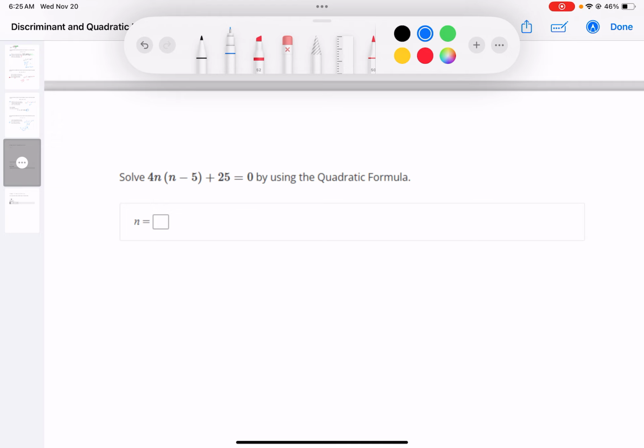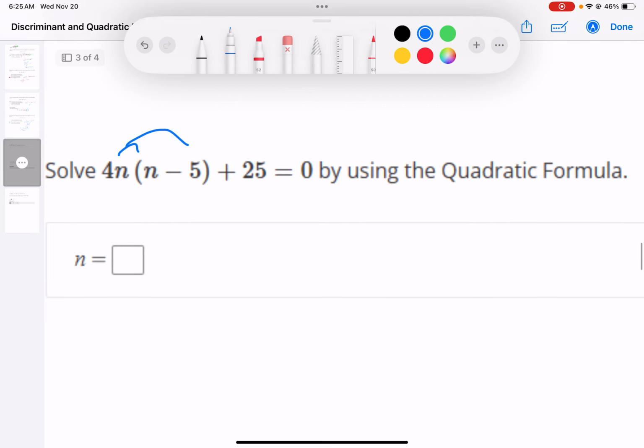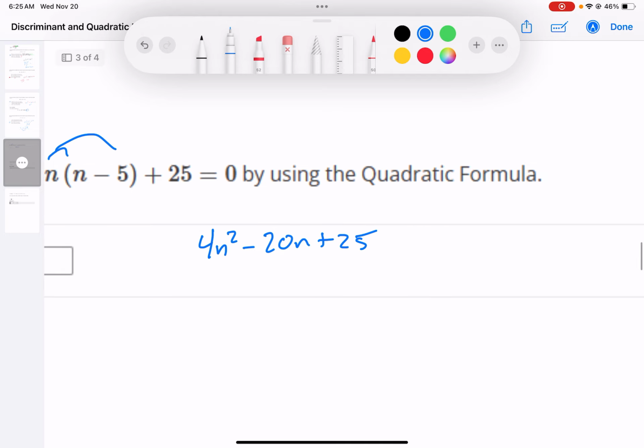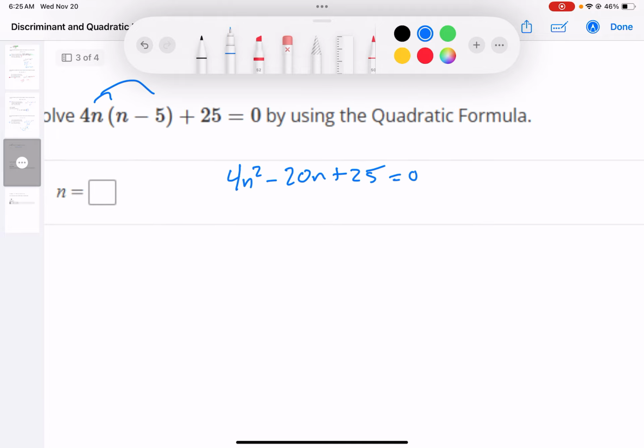First things first, we need to get this into standard form. And so what I'm going to do is I'm going to distribute this 4n. Zoom in a little bit here. So I get 4n squared minus 20n plus 25. And that equals 0.